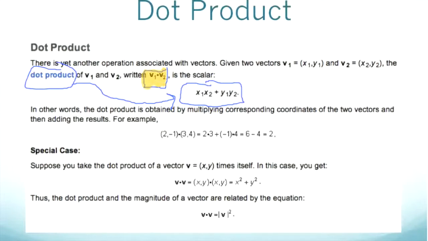So let's try one. Evaluate the dot product. So here are your two vectors, vector 1 and vector 2, so write those on your paper. And remember what the dot product is. It's just x times x plus y times y. So let's fill in my numbers.